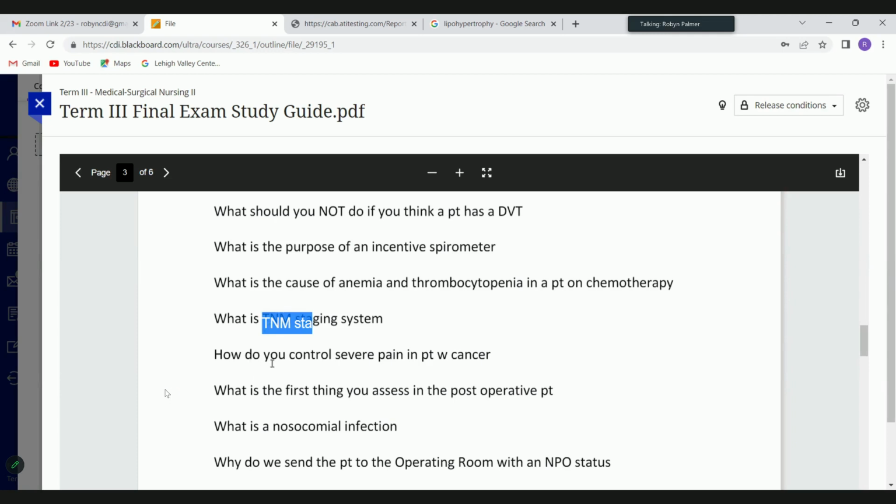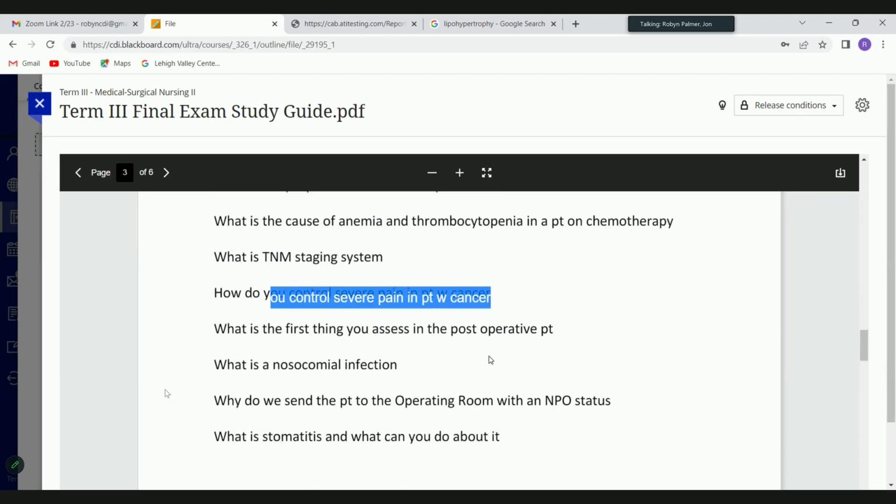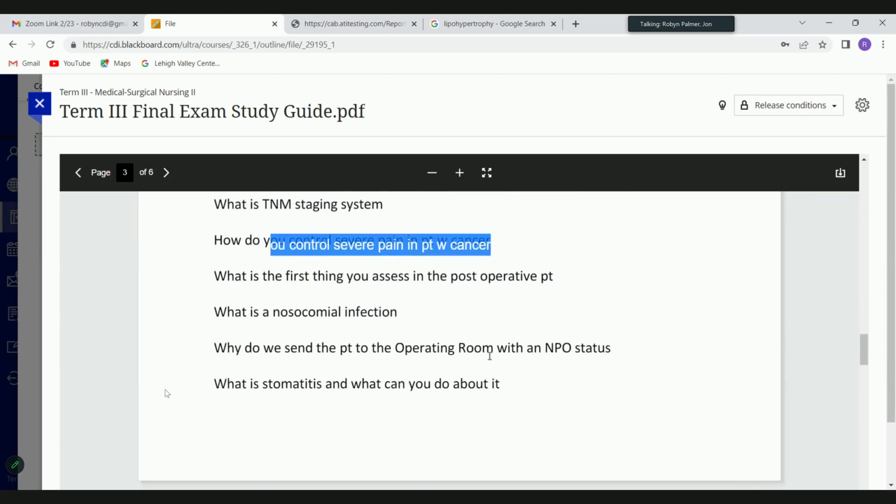How do you control severe pain? So if you were working on the cancer ward, the oncology ward, and the patients all had cancer, how do you think we medicate them? PRN, as needed, or what? Around the clock, 24 hours. And then if they have breakthrough pain, we can medicate them for breakthrough pain as well.